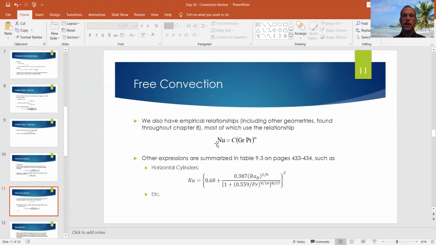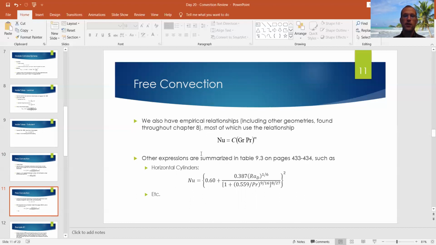Other geometries have this kind of similar empirical relationship, where the Nusselt number is some constant C times the Rayleigh number, Gr Pr, to the power m. Whatever scenario I'm dealing with, whatever geometry I have, whatever the value of the Rayleigh number is, there are different values for C and m. Just use the right one for the right case. That'll give you the Nusselt number.